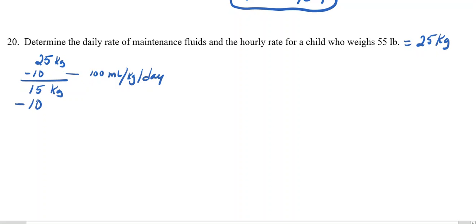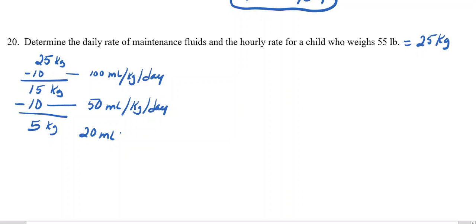So I can take another 10 from that, and that's going to put me at the 50 milliliters per kilogram per day. And then when I subtract that, I got 5. So we got 5 kilograms that's greater than 20. So that puts me at the 20 milliliters per kilogram per day.